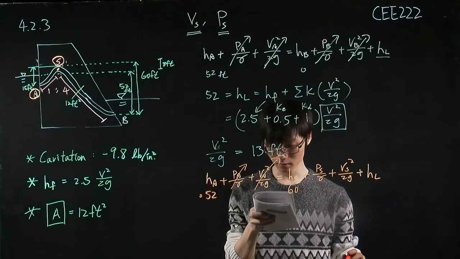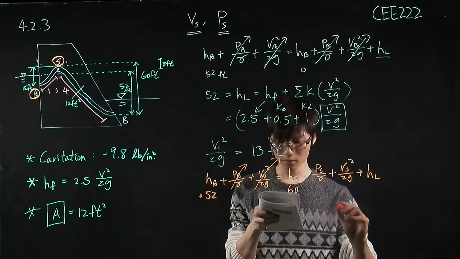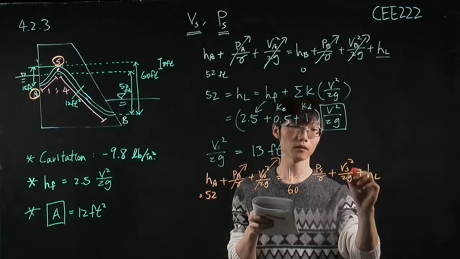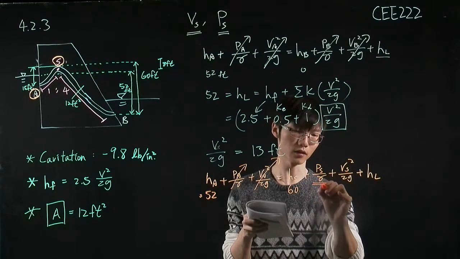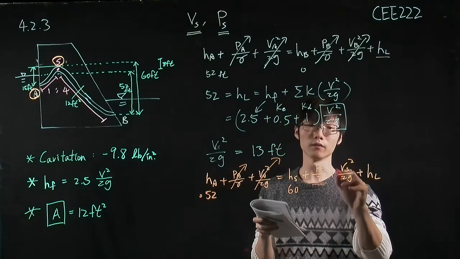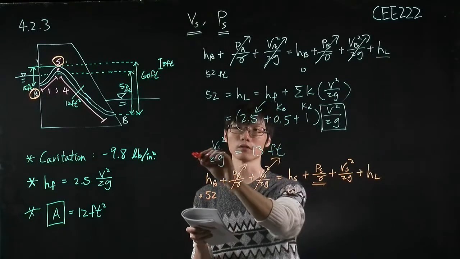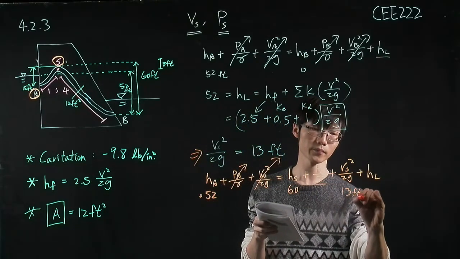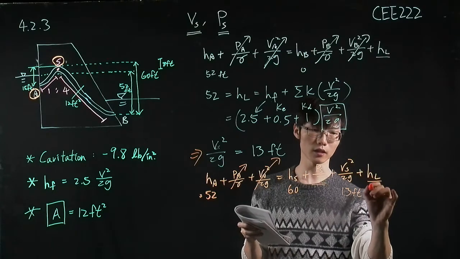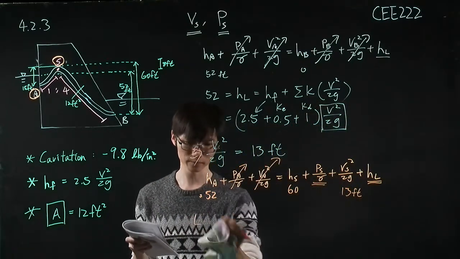And VS, this term, so this is the term that we want to solve. And for the velocity term, we already know that the velocity term is equal to 13 feet. So this is 13 feet. And that's calculated for the head loss, okay? Head loss, oh, sorry.